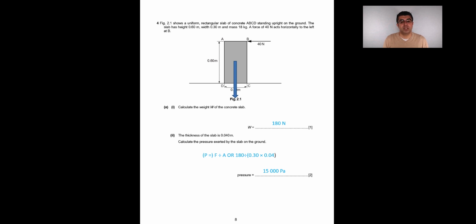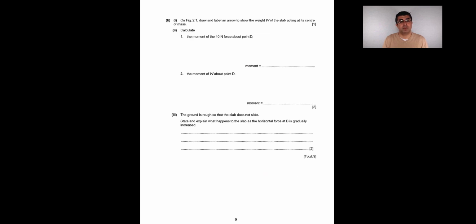And this arrow that you see here is for a question on the next page, which asks about drawing an arrow from the center of mass. Well, quite clearly, the arrow for the center of mass has got to be in the center, and it's got to be going down to represent weight. So that arrow that you just saw there is for B part 1.